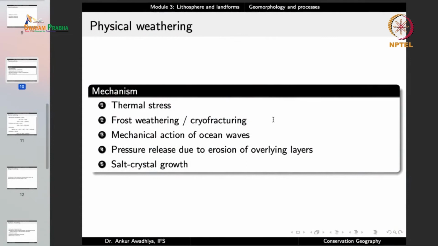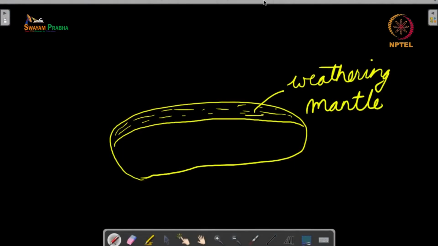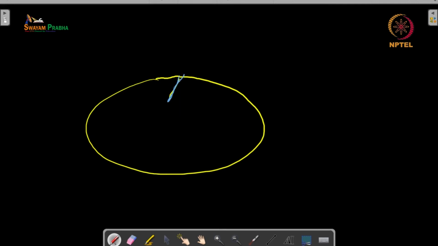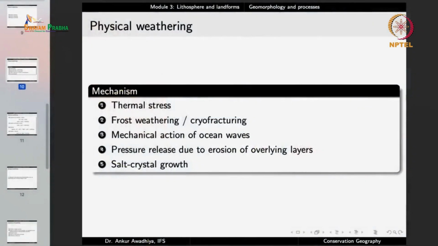We can have frost weathering or cryofracturing. In this case, if there is a rock with, say, a small crack, water enters into this crack, and at the night time this water freezes when the temperatures go down. Now, if we talk about water that is freezing, we'll find that the ice has a larger volume as compared to water, because ice is less dense than water. If you put an ice cube in water, the ice cube will float. Now the ice cube floats because its density is less.